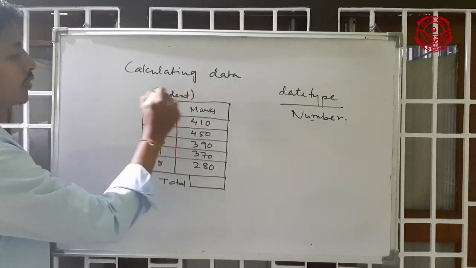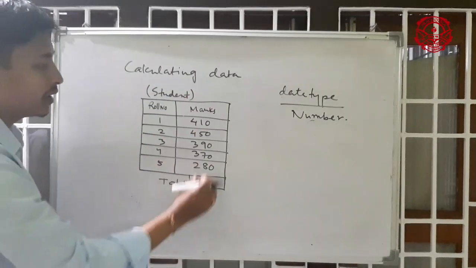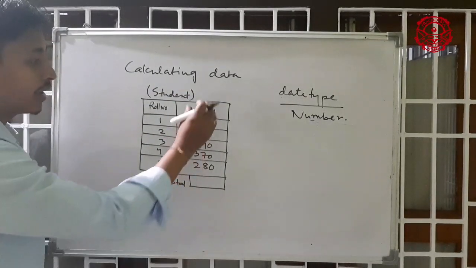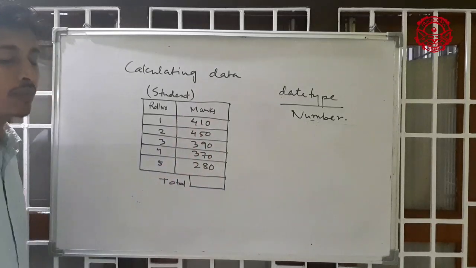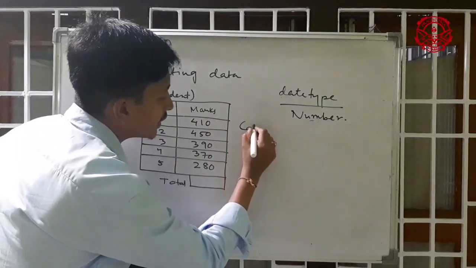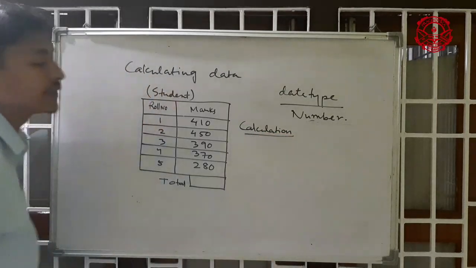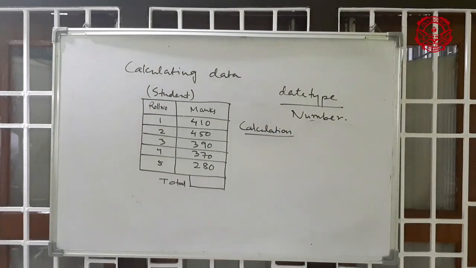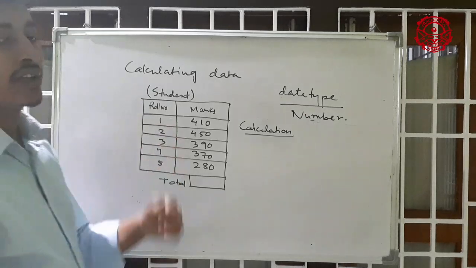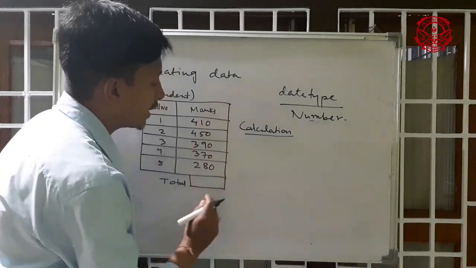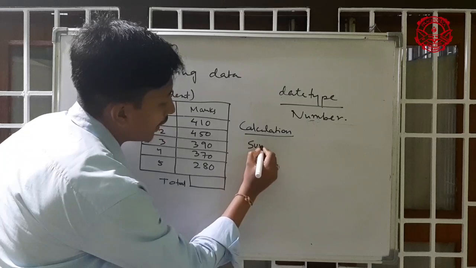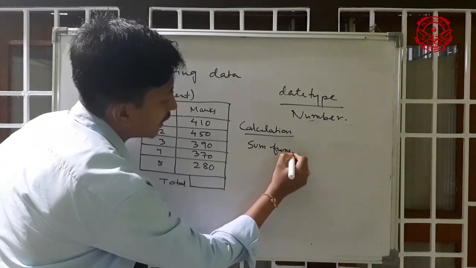Okay, after creating this table, now we want to calculate the marks column. Now we are going to calculate the marks column with the help of the calculating function. There are many functions available in calculations. For example, for calculating marks, you can use the sum function.